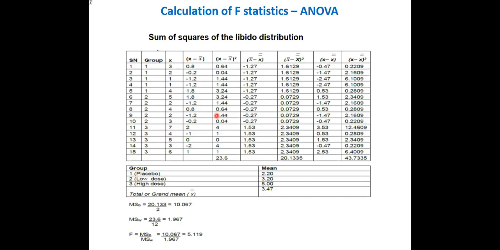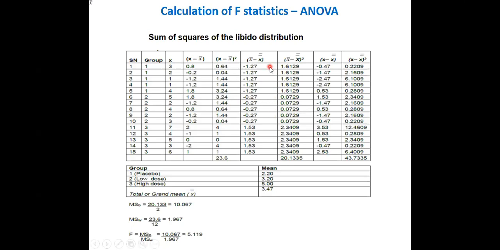The second level of variance is the variance between the different groups. How do you know that? You remember that we have the grand mean, and we also have the group means. When you remove the group mean of each group from the grand mean, that is what looks at the variance between.